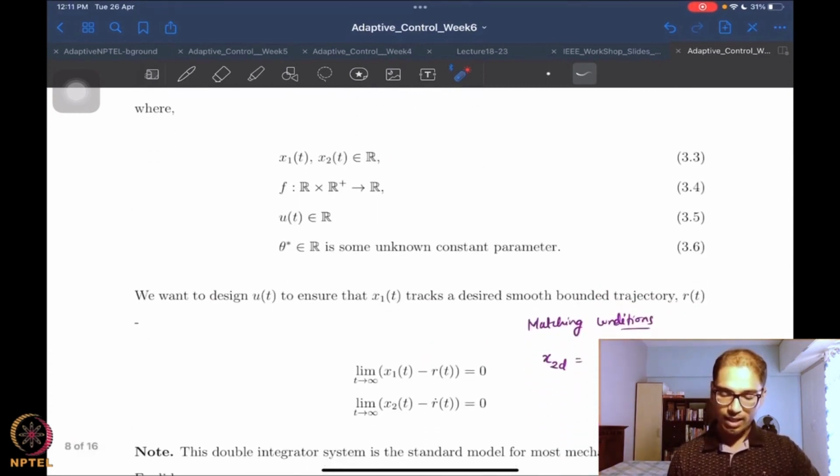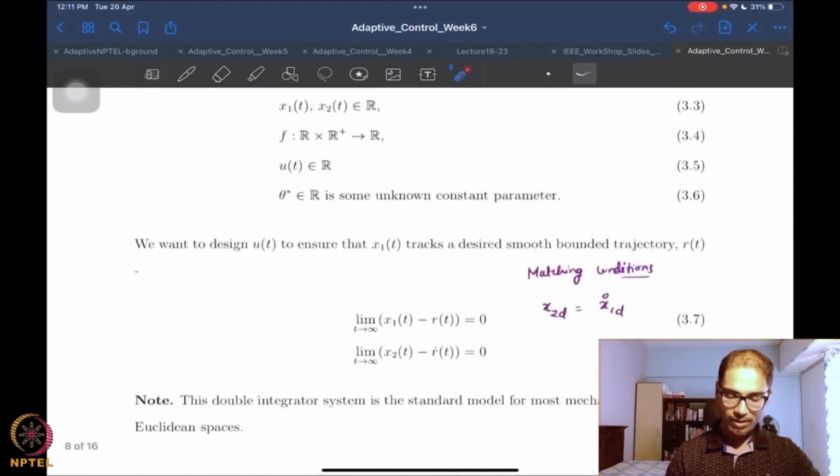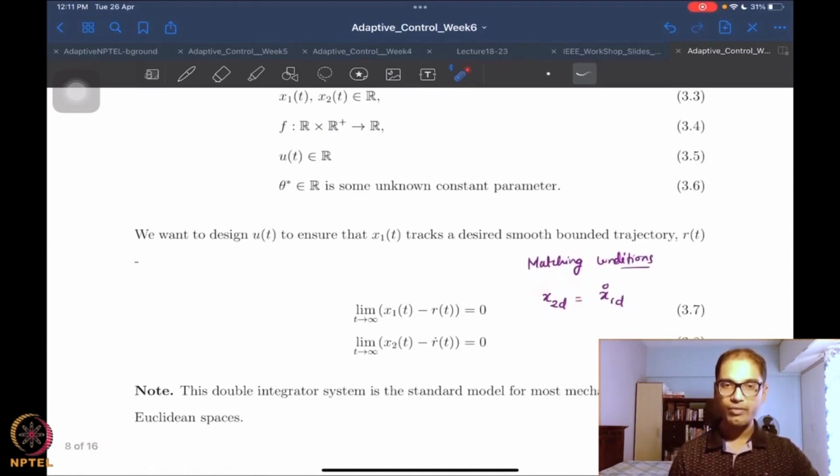We still want the control to be such that x1 tracks a desired trajectory. We only give a tracking for x1 and not x2 because, subject to the matching condition, the desired trajectory of x2 is dictated precisely by the desired trajectory for x1. So this is not something that's left to chance. If you write the objective in mathematical terms, it comes out to limit as t goes to infinity, x1 minus r goes to 0, and limit as t goes to infinity, x2 minus r dot goes to 0.